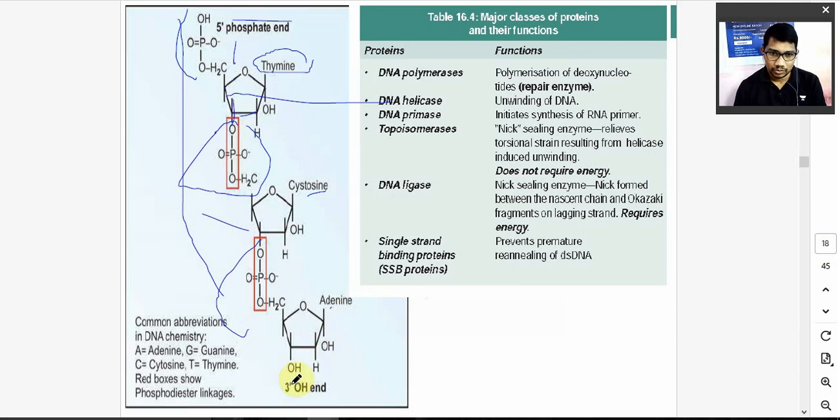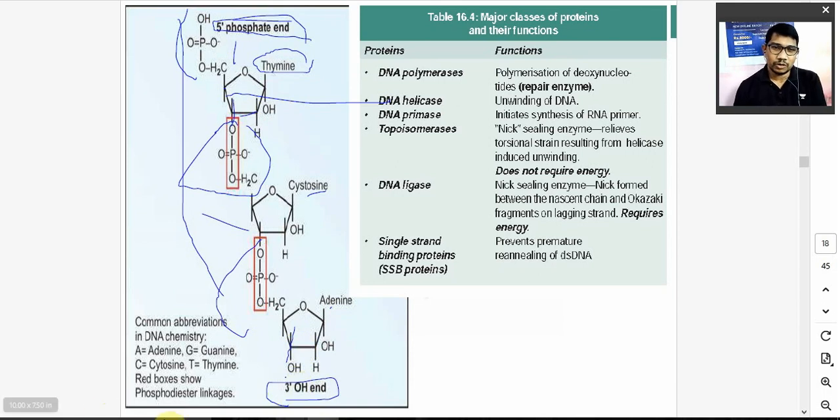Okay. Now the OH group at the third carbon atom of sugar is known as the 3' end, and this is known as the 5' end. Why 3' and 5' end? Because 5' end means the फॉस्फेट ग्रुप जो होता है, वही चीज known as phosphate end. 3 dash क्या होता है, तो third carbon of pentose sugar OH group is there, known as 3 dash, right?